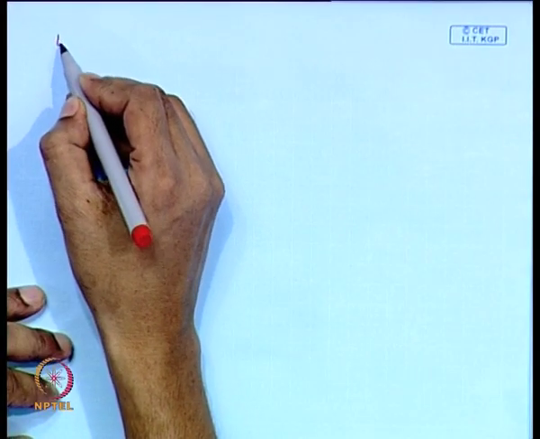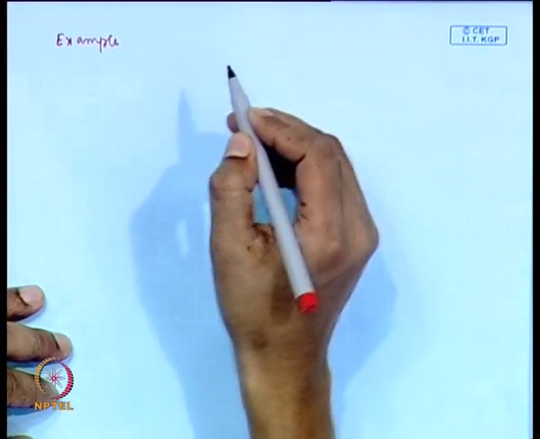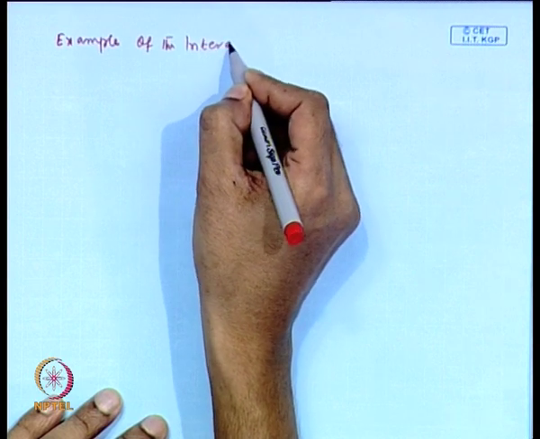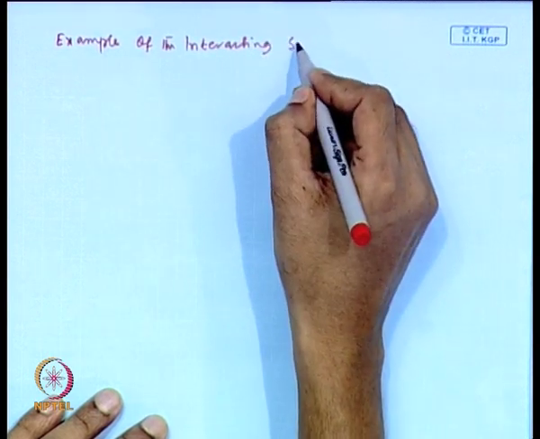Fine. So, this is the physical example of a non-interacting tanks system. In the next, we will consider an interacting tank system. We will connect two tanks in series so that they interact with each other. So, next example is the example of the interacting system.